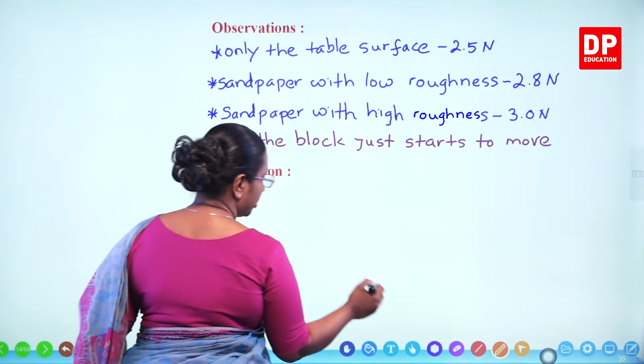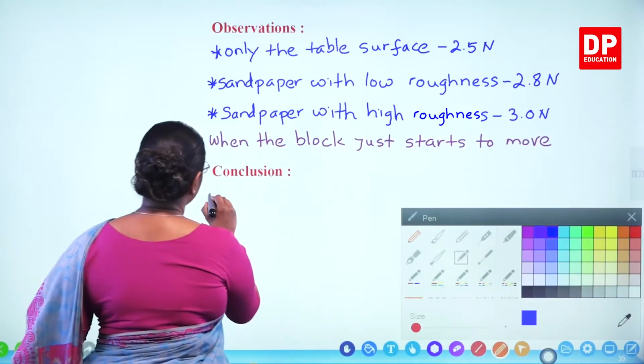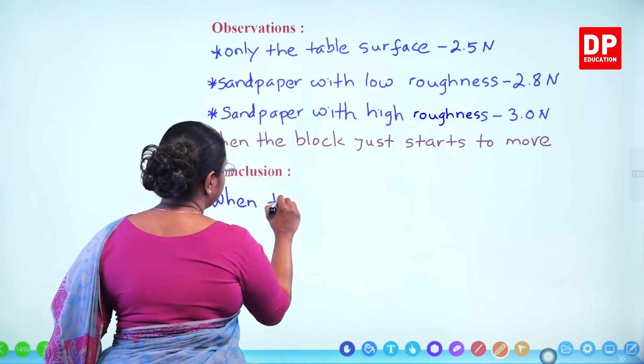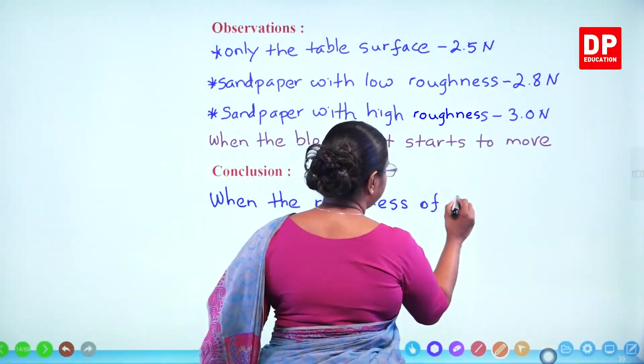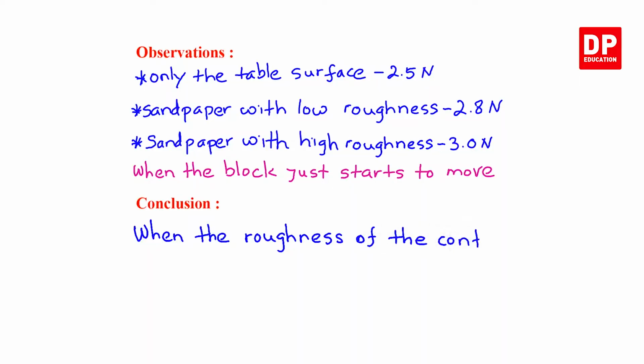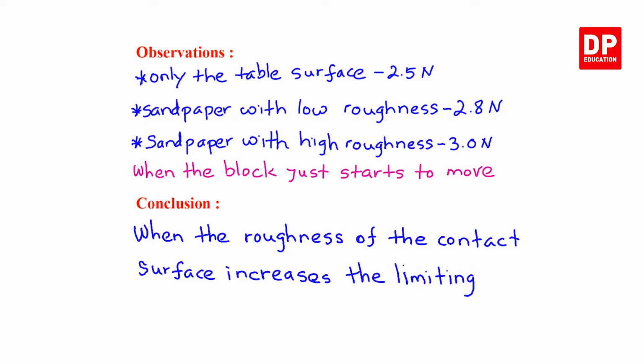So here the conclusion will be: when the roughness of the contact surface increases, the limiting frictional force increases.